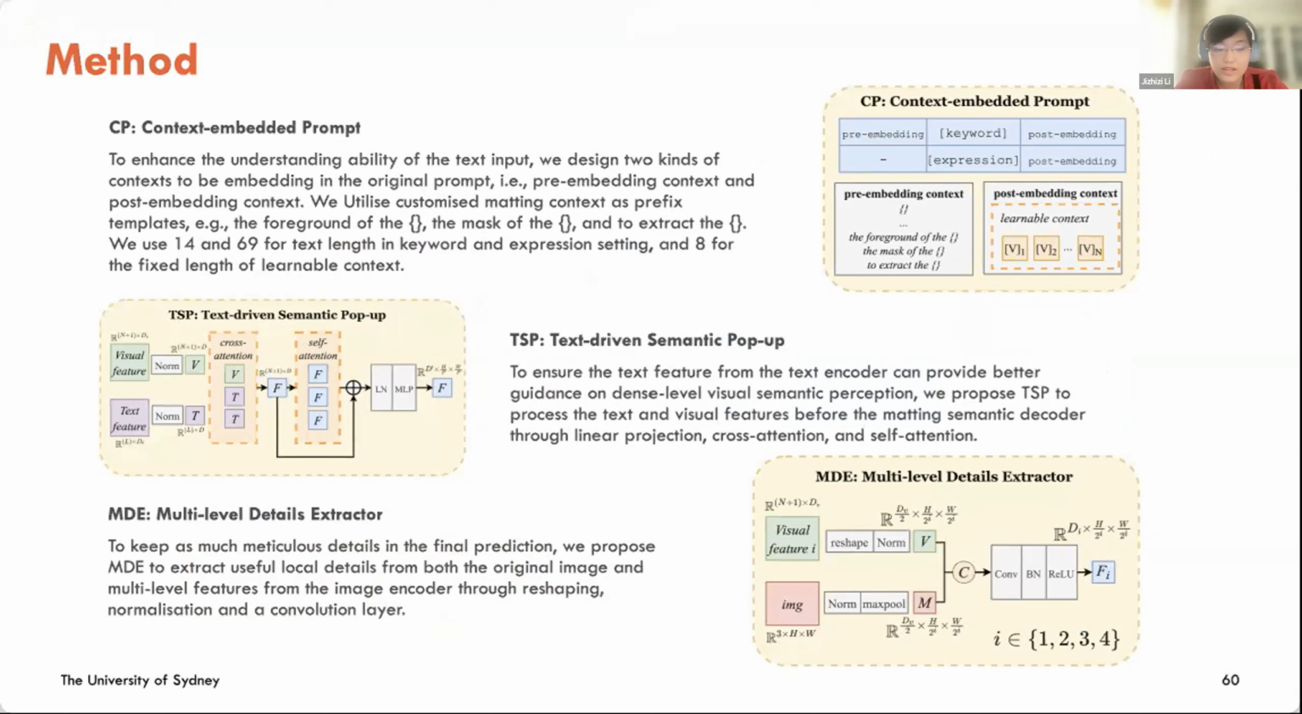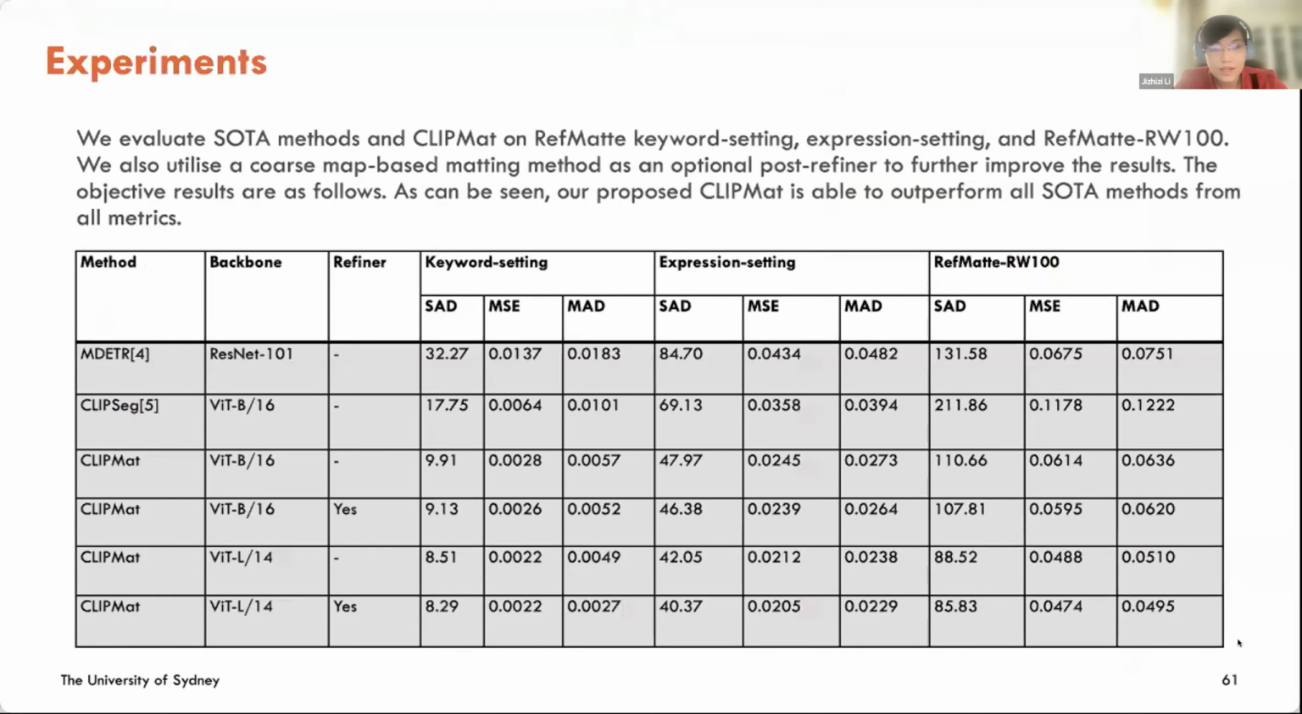Another one is the multi-level details extractor, where we try to extract all the details of the images and preserve them as much as possible. And here are some of the experiments. We compare with state-of-the-art methods, and we achieve the best results in the keyword setting, the expression setting, and also on real-world images.